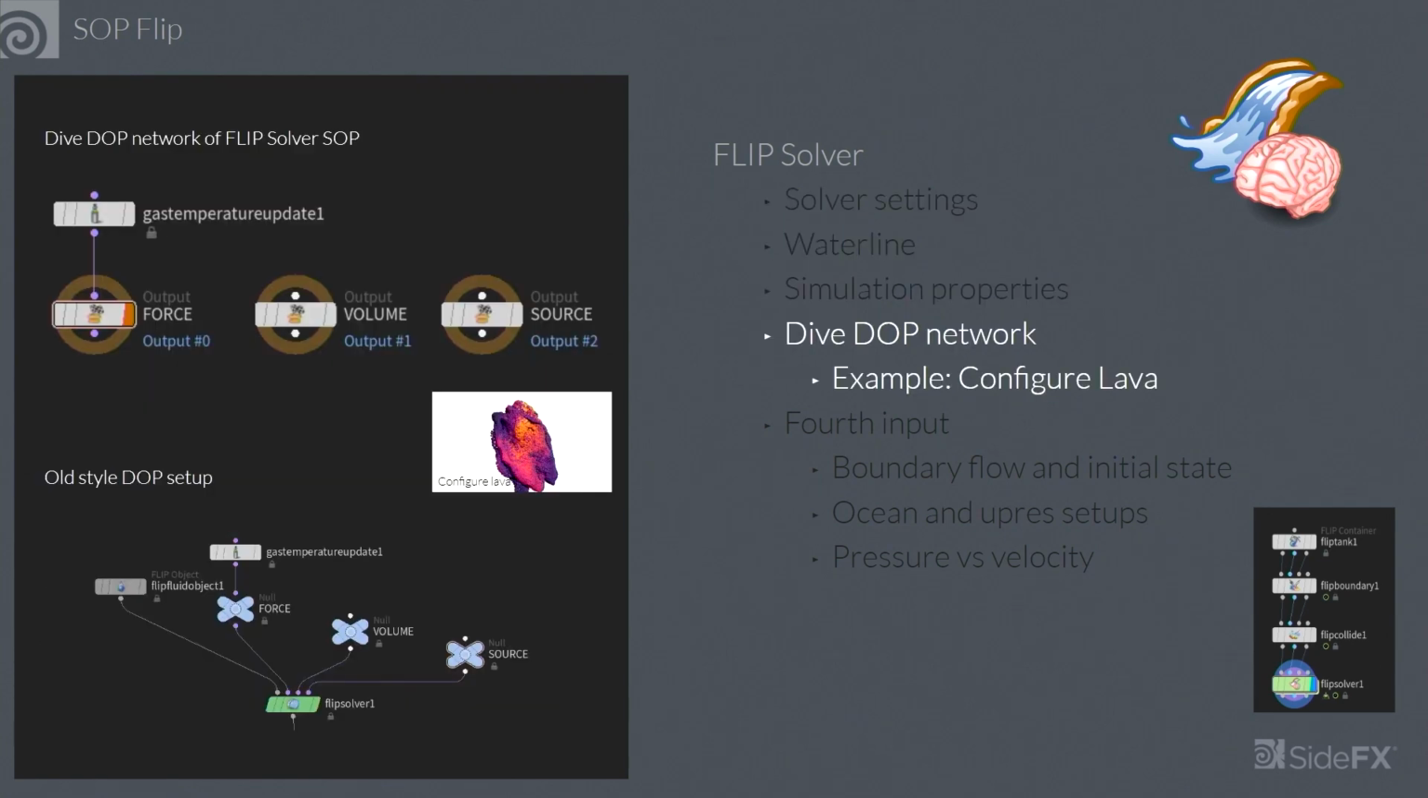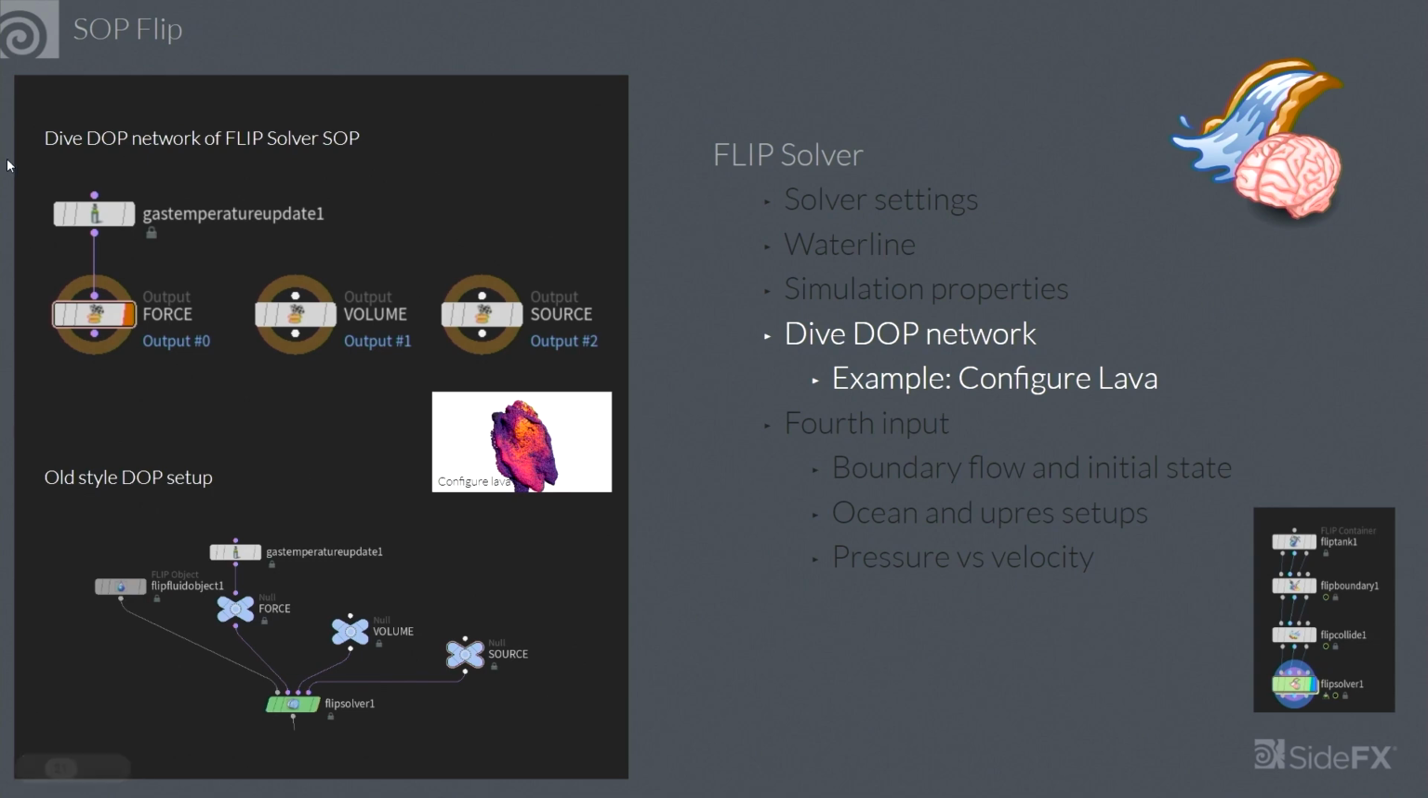So another feature of the flip solver is that if you double click it, it has a dive target. If you double click on it, you will see these 3 output nodes, and it takes you into the DOP network. These 3 output nodes are more or less directly connecting to the 3 inputs on the flip solver in the DOP network.